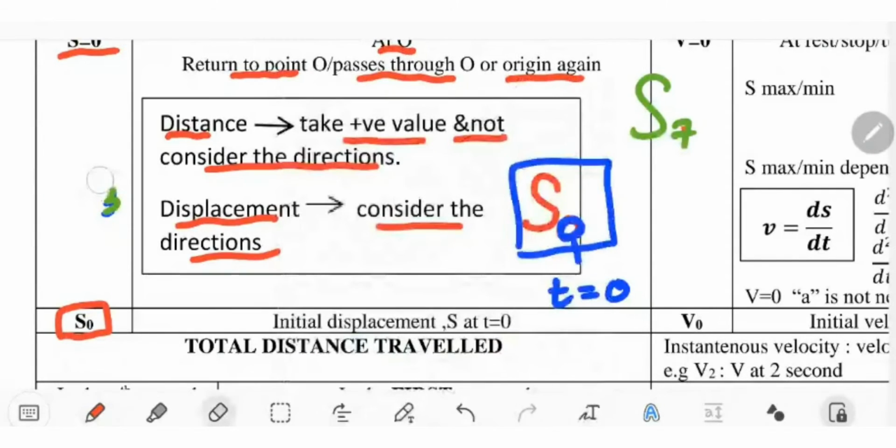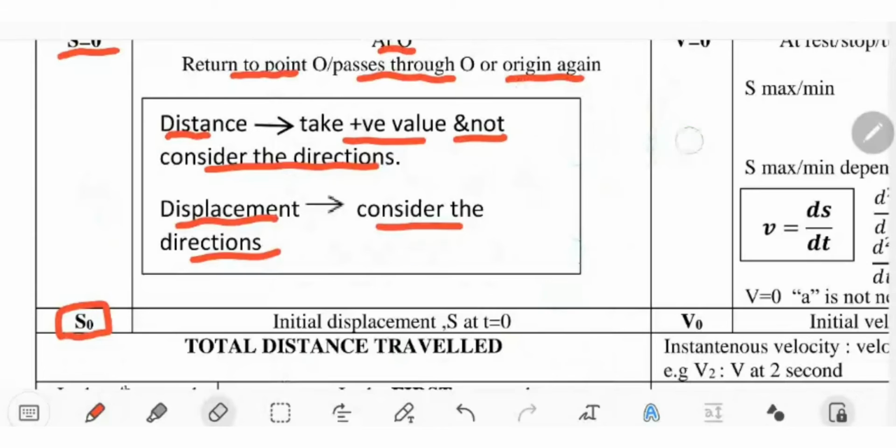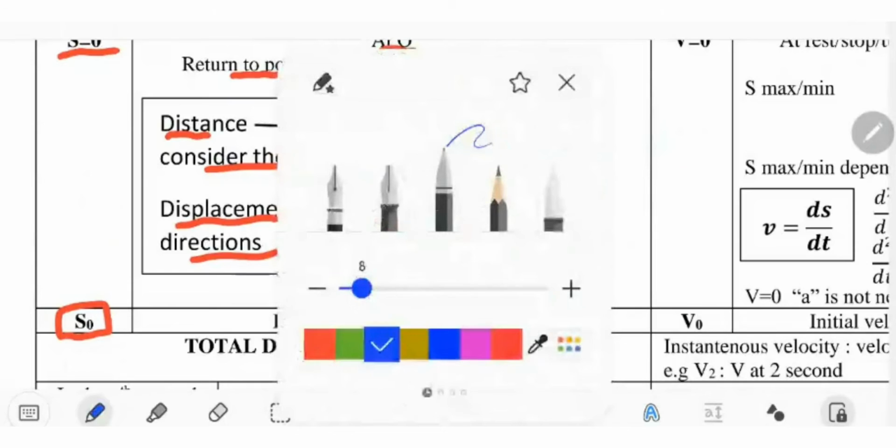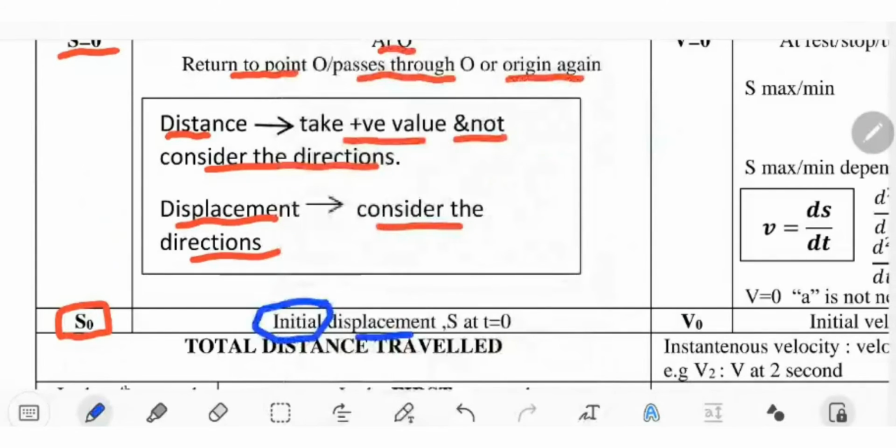Okay, boleh? So bila you ada perkataan initial, initial baru nak start kan? Keyword initial displacement maknanya dia nak suruh cari displacement when T equal 0. Dia baru nak start. The first pattern, saya bagi tahu you ada 3 jenis soalan yang akan keluar untuk displacement. Yang pertama adalah how to find displacement of the particle after n second, or instantaneous displacement. Displacement of a particle at a certain time.